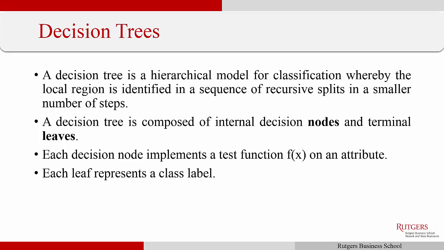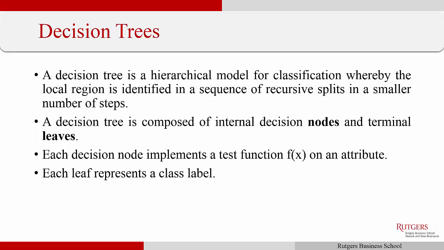Now let's go to the decision tree, which is our topic today. The decision tree is a hierarchy model for classification whereby the local region is identified in a sequence of recursive splits in a smaller number of steps. And the decision tree is composed of two important elements. First is the internal decision node, and the second is the terminal leaves.